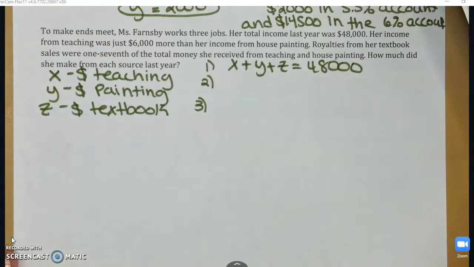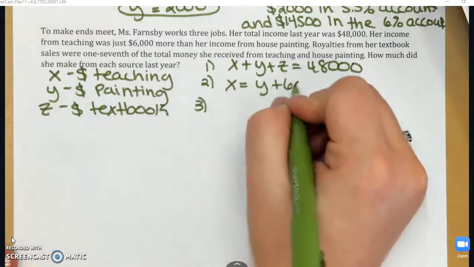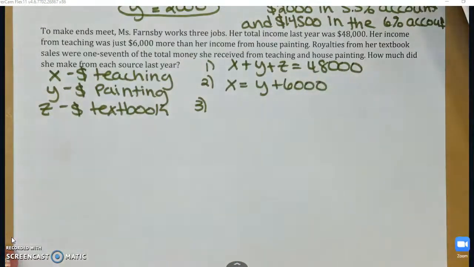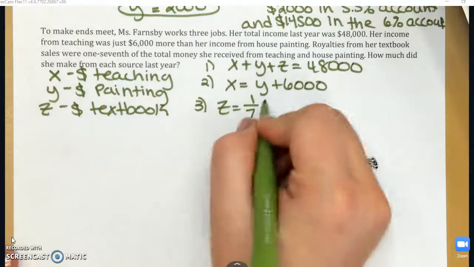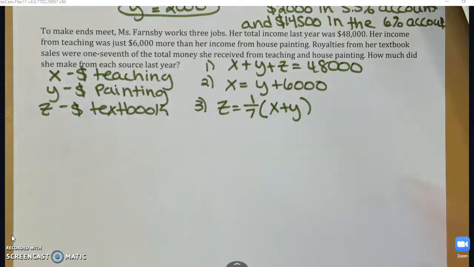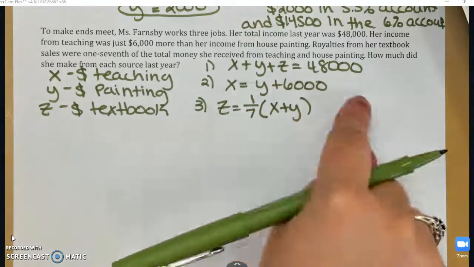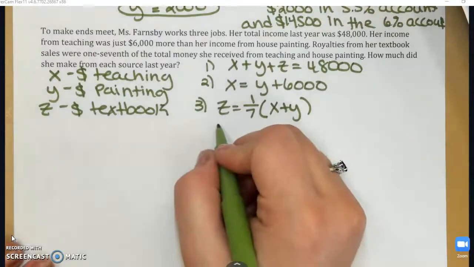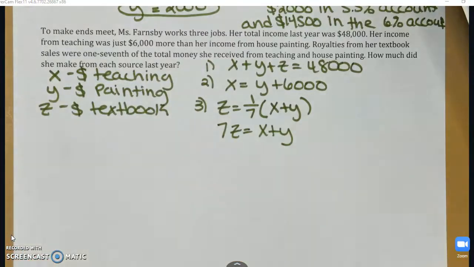She receives $6,000 more from teaching than she does from painting, so that means that X is going to be equal to Y plus $6,000. And then her textbook sales, Z, is 1/7 of her total from teaching and painting. So what I'm going to do first is just rewrite equation 3. I want to get rid of that fraction. If I multiply by 7 on both sides, then 7Z is equal to X plus Y. All right, so now I've got my 3 variables, 3 equations.